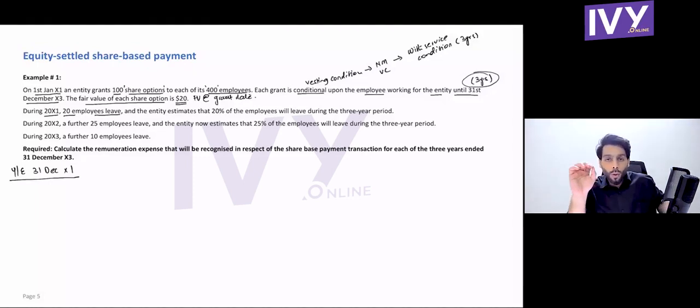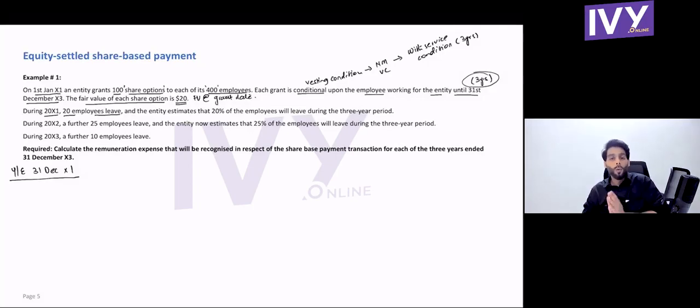You see, those employees who have left in the first year, they have not stayed for 3 years. So those 20 employees are never going to be eligible for the exercise of this option. So that means to those 20 employees, we have to pay nothing. So at the very least, we have an obligation towards remaining 380 employees. We have to make a share-based payment to them, not to the 20 employees that have already left.